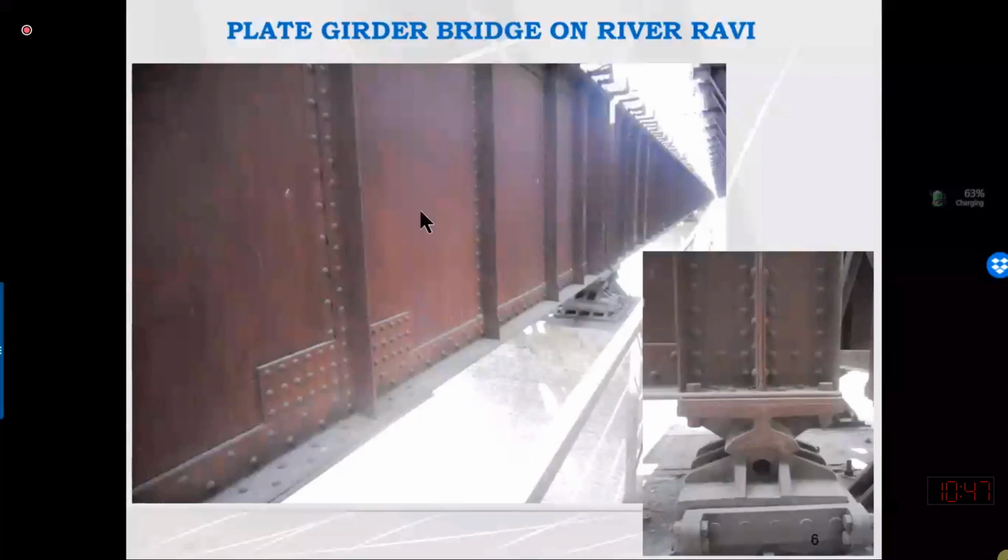Okay, here you see that this angle section is riveted with the web, and here you can see these stiffeners are also comprised of angle sections, and one leg is connected with the web and the other is projected, and stiffeners are provided between the inner sides of the flanges.